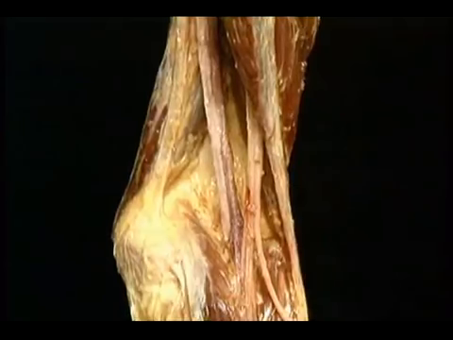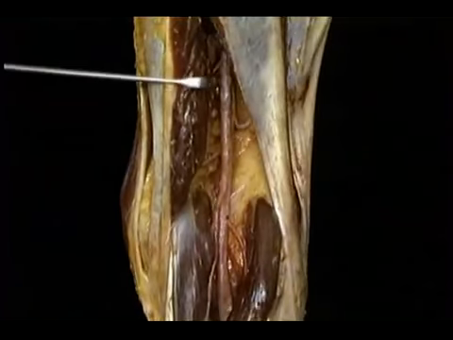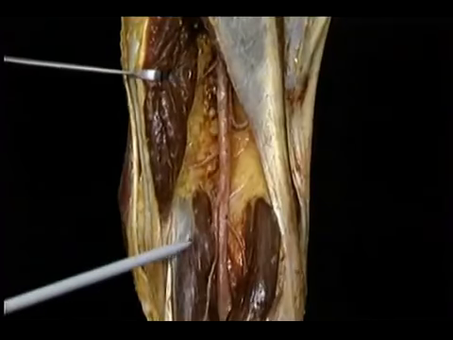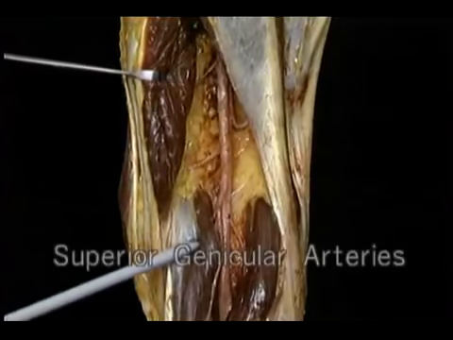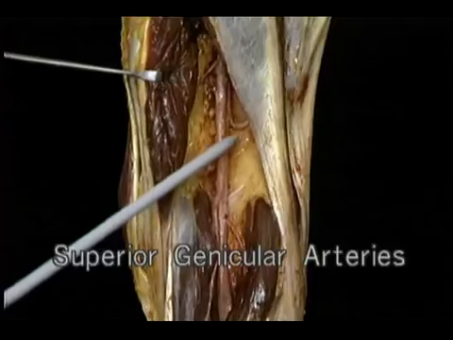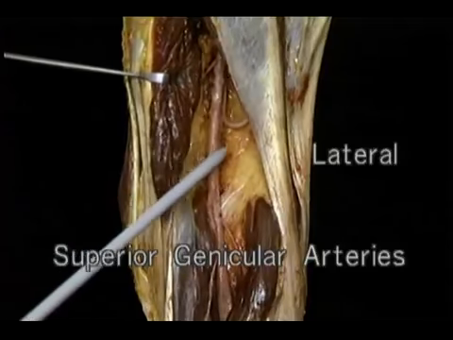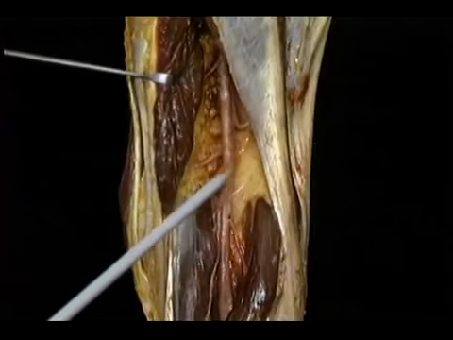To see the artery better, we'll go to a different dissection in which the muscles are intact and the nerve and the vein have been removed. Above the knee, which is just here, the popliteal artery gives off these two superior genicular arteries, lateral and medial.